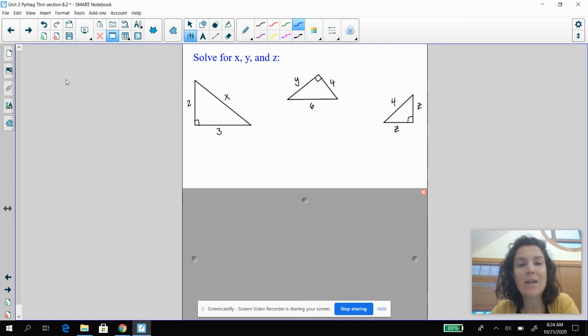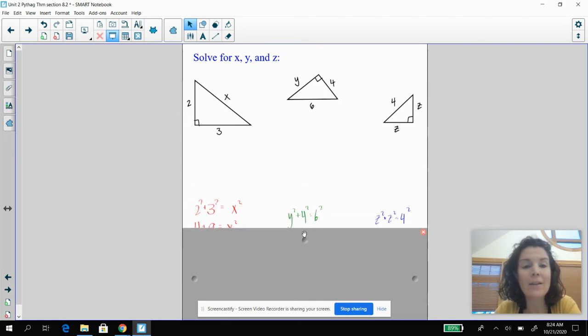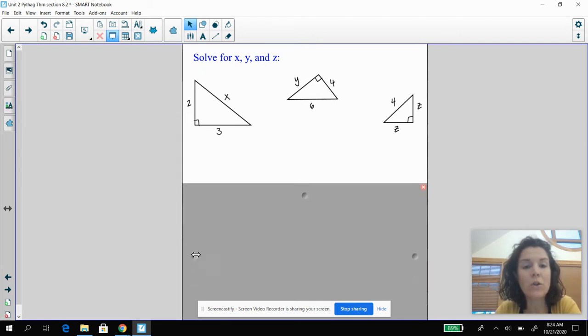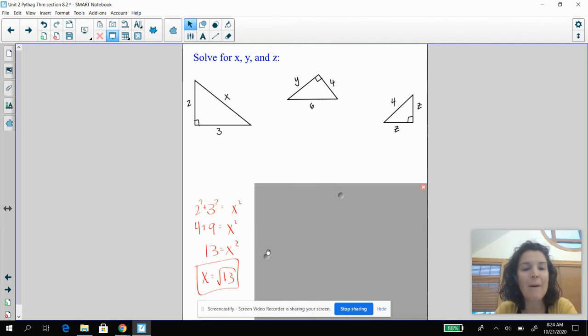I want you to pause the video, and I want you to solve for x, y, and z. Okay, we're back. So on the left-hand side, this one is super easy. Here we go. So we get 2 squared plus 3 squared equals x squared. Solve, solve, and you get x equals the square root of 13.